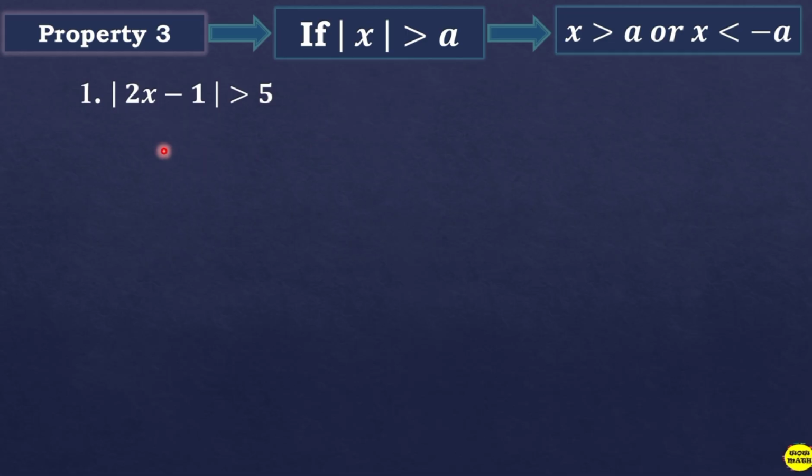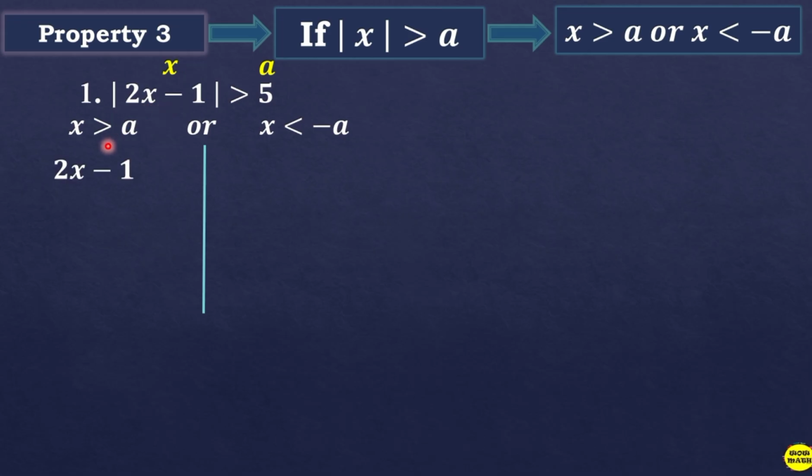So, the absolute value of 2x minus 1 is greater than 5. Okay. So, identify yung x at yung a. Tatandaan na ang x ay yung nasa loob ng absolute value natin. Okay, by following this pattern, sundan lang natin ito. x is greater than a, x is less than negative a. So, your x is 2x minus 1 is greater than, what is your a? 5. So, is greater than 5.